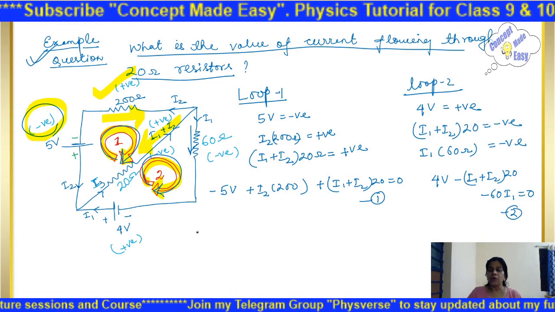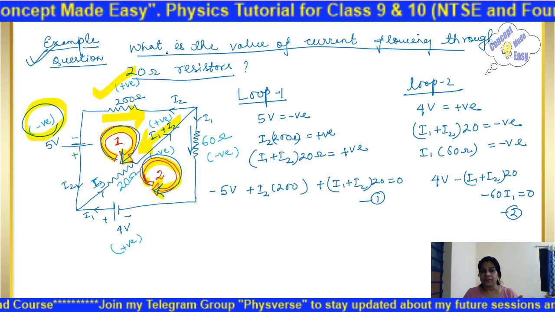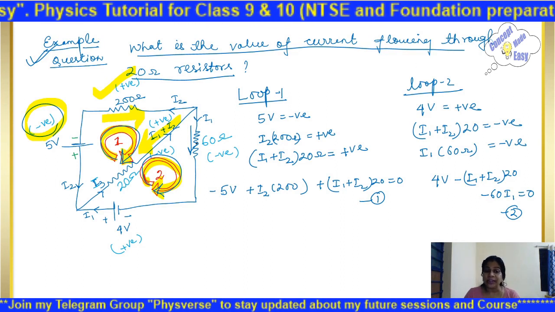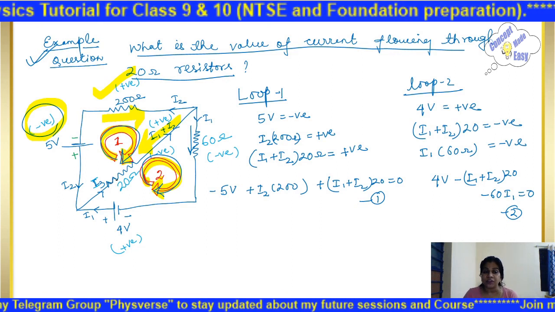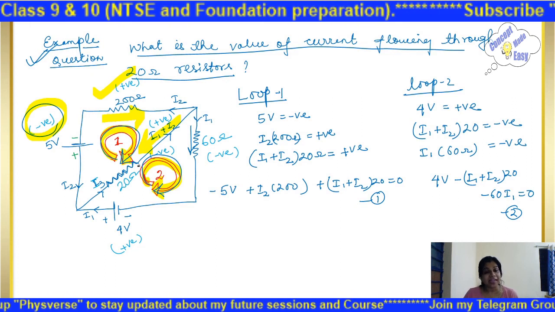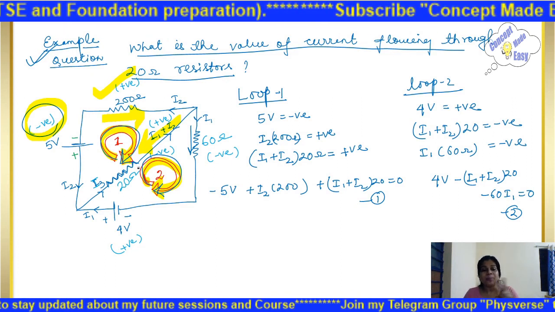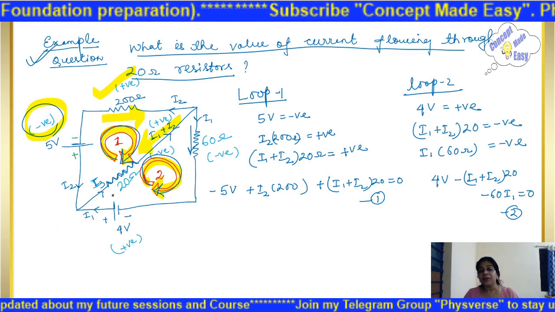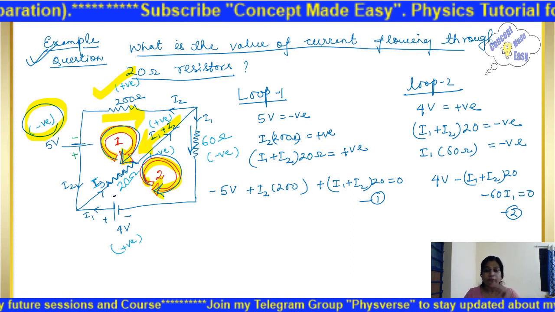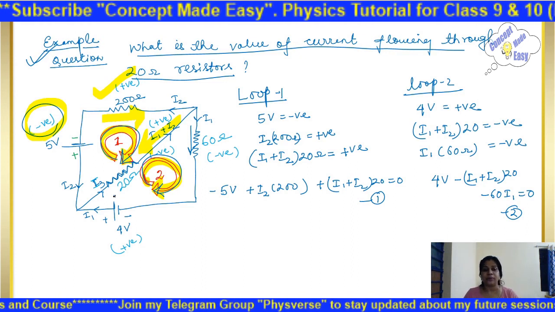So now come to the question. According to the question, what is the value of current flowing through the 20 ohm resistor? This is my 20 ohm resistor. So what is the current flowing? Here I3 current is flowing. I3 current is nothing but I1 plus I2. That means you need to first calculate the I1 value, then the I2 value. As of now, both values are unknown to you. You need to first calculate both the values.